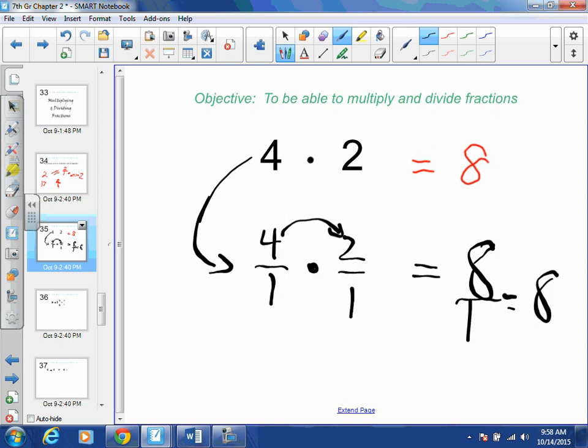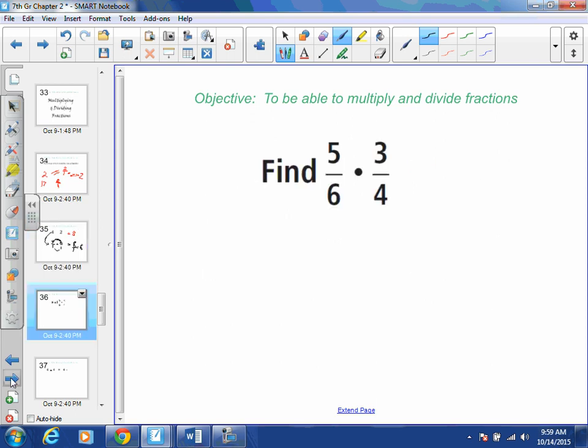4 times 2 we know is 8. If I write the fraction 4 over 1 times the fraction 2 over 1, the way that I still get 8 is by multiplying the numerators and multiplying the denominators. So in this case, we'll do what we just did. When you multiply fractions, you multiply the numerators and you multiply the denominators.